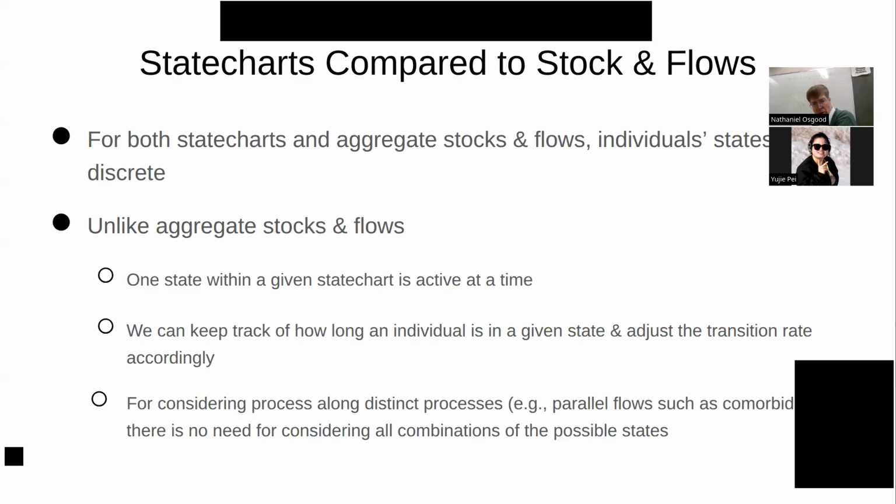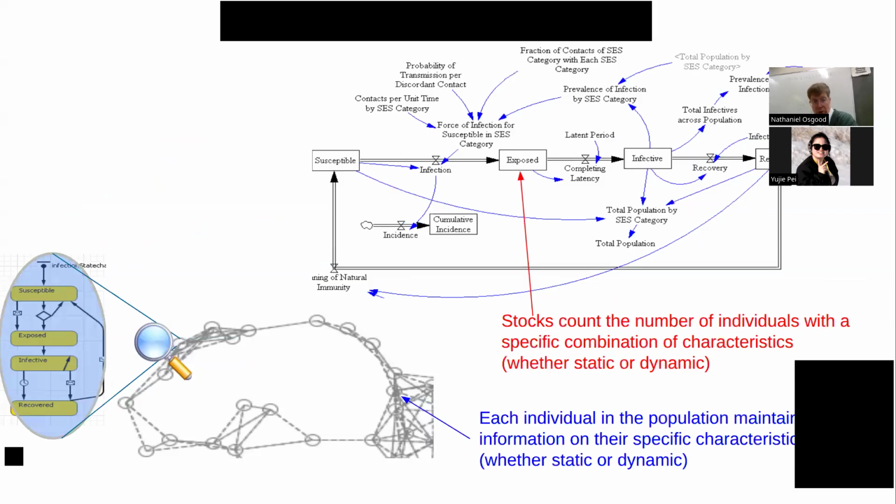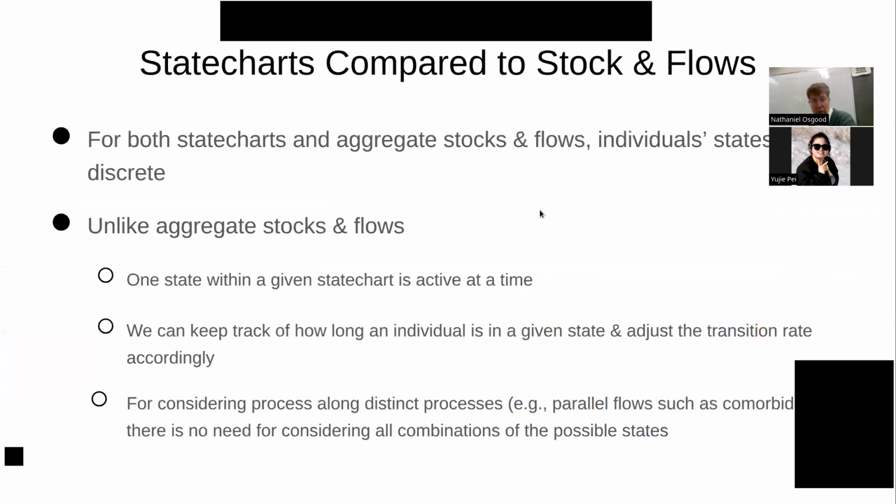Now, for both state charts and stock flows, I think it's pretty clear. Here's a state chart, here's a stock flow. We are characterizing discrete states.